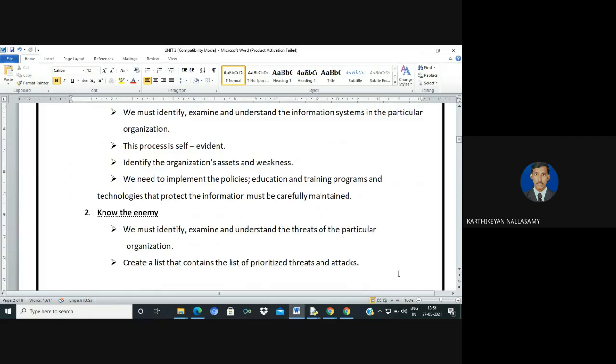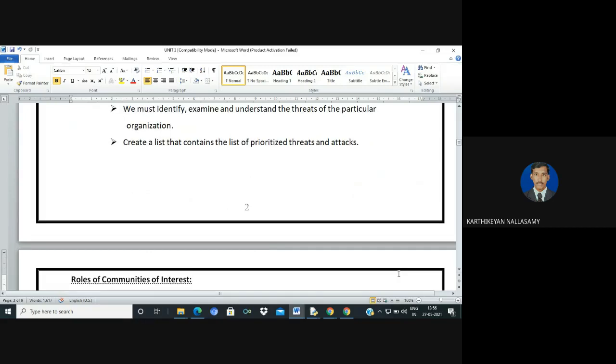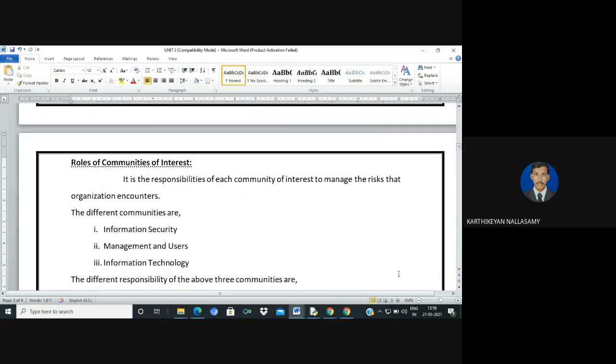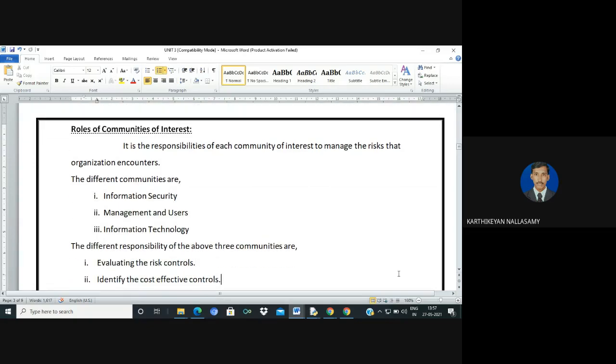From there, you apply different kinds of policies or methodologies for solving those risks. Our objective is that we cannot remove the risk 100%. We are trying to reduce the impact of the risk. That is an important goal. These are the responsibilities of the different communities who need to be involved in order to manage the risk in an organization: one is information security, second is management and users, and third is information technology.